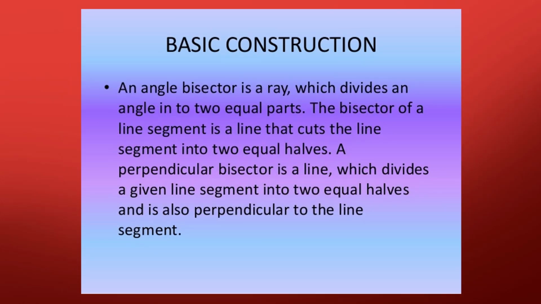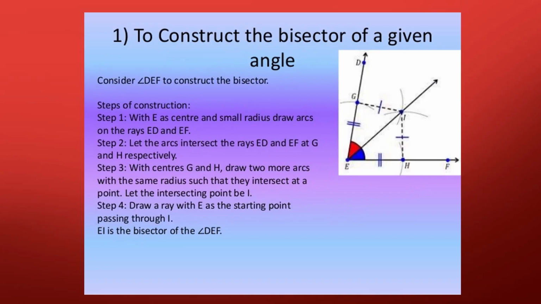Basic construction. As you know, an angle bisector is a ray which divides an angle into two equal parts. Bisector means dividing into two equal parts. The bisector of a line segment is a line that cuts the line segment into two equal halves. A perpendicular bisector is a line which divides a given line segment into two equal halves and is also perpendicular to the line segment, which you have practiced in classes 6, 7, 8 also. Now the next slide shows how to construct the bisector of a given angle.